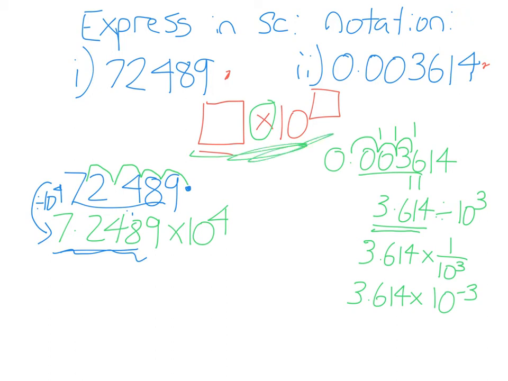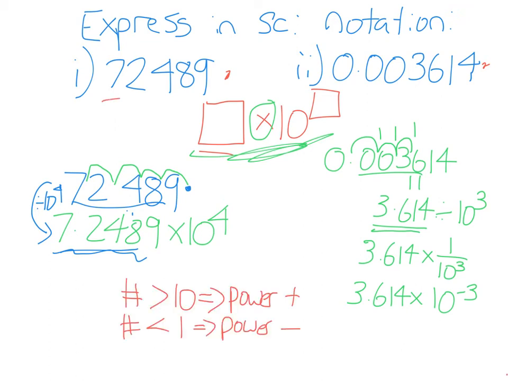So here's a little rule of thumb for you. If I have a number that's greater than 10 that I'm putting in scientific notation, like I had here, 72,489, clearly that's more than 10, then the power is going to be positive. If I have a number less than 1, like I did here, the power is going to be negative. Now, if you have a number between 1 and 10, well, there's no need to put it in scientific notation anyway, okay? So I'm just going to do one more example of each type so that we get it really quick.